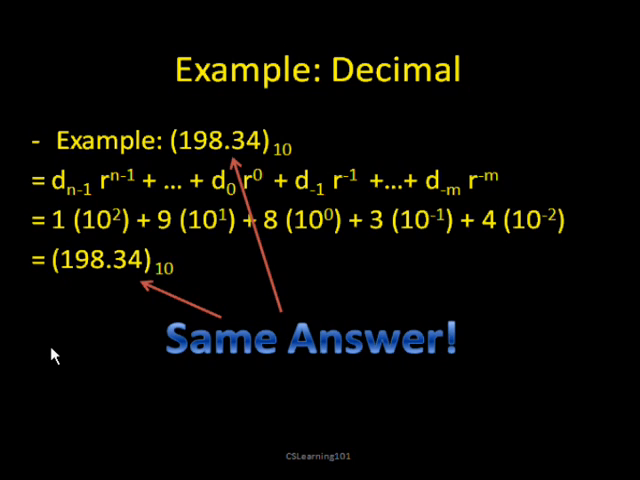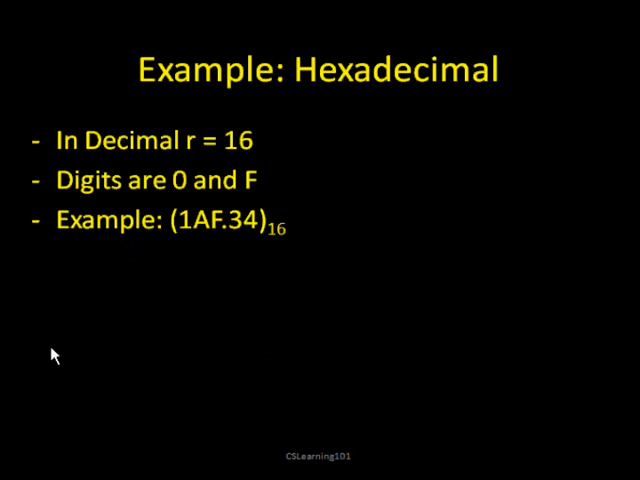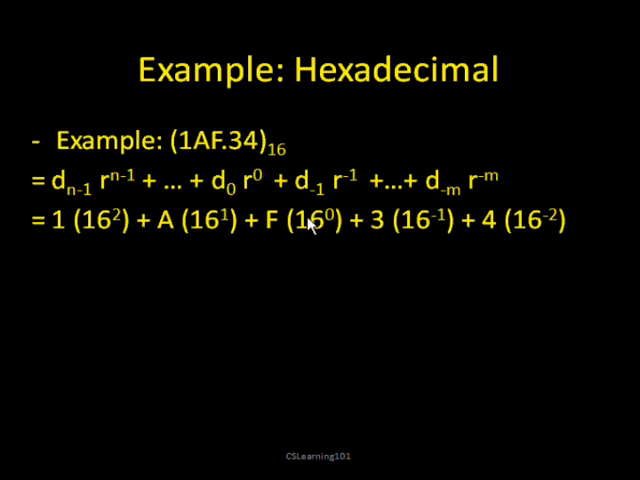Finally, the next most common base is hexadecimal, which is in base 16, which gives you digits from 0 to F. That means 0 to 9 plus A, B, C, D, E, and F. So here's an example number, 1AF.34 in hexadecimal. And if we put that into the formula, we get 1 times 16 to the power 2 plus A times 16 to the power 1, and so on.